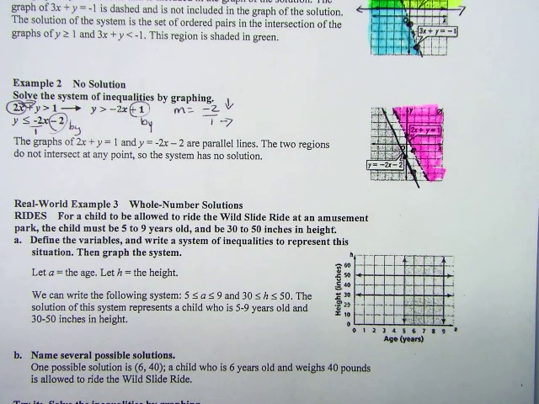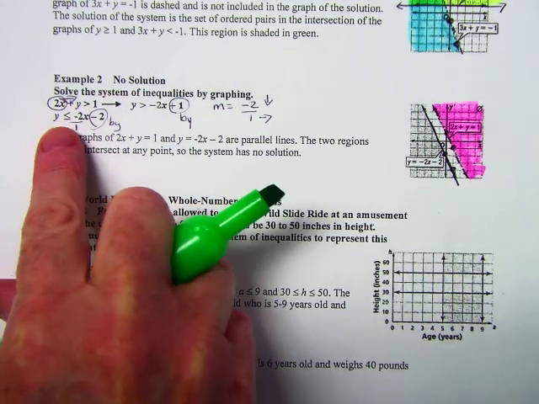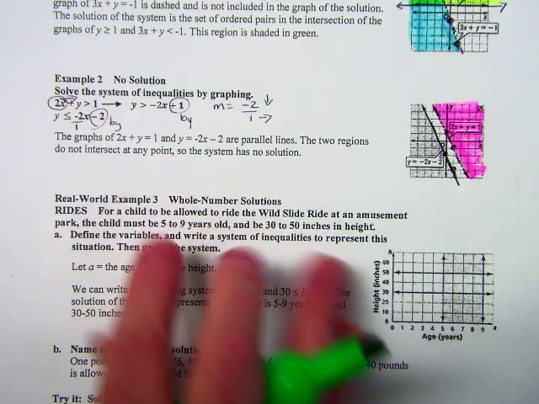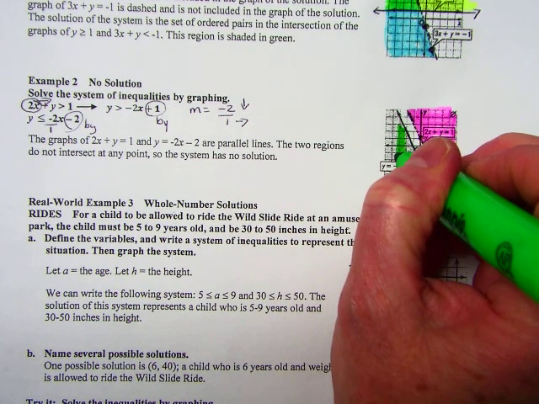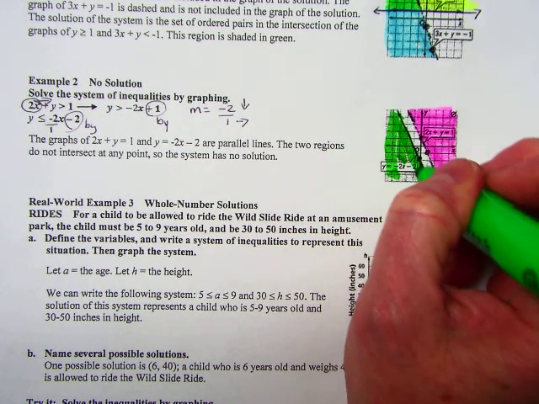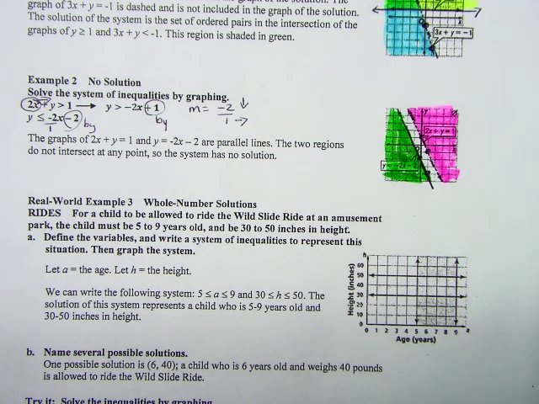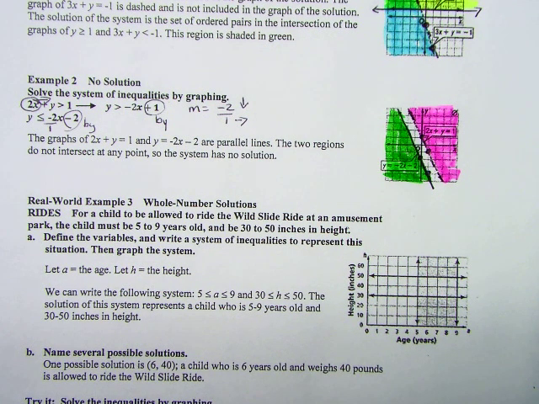And this one's going to be shaded less than, which is lower than or below. So if this is the line, below the line would be down. So there we go. Notice they did not overlap, therefore there truly is no solution. Are you okay with this so far?